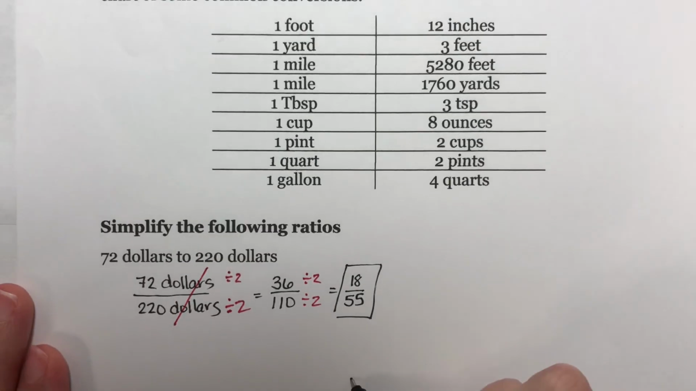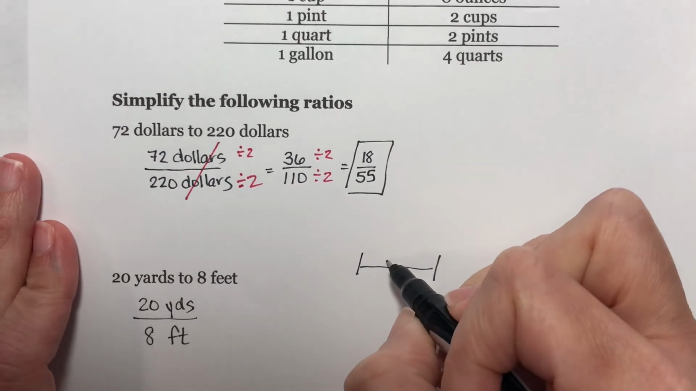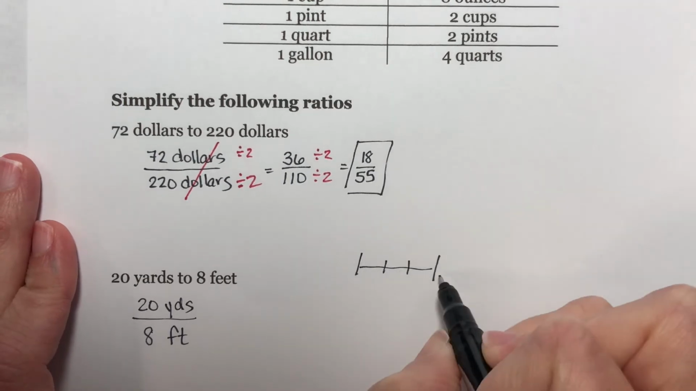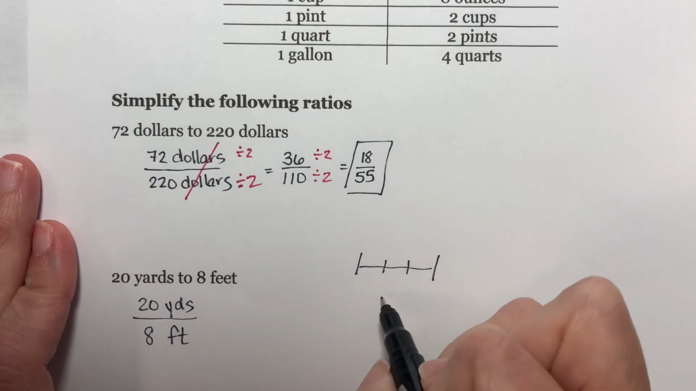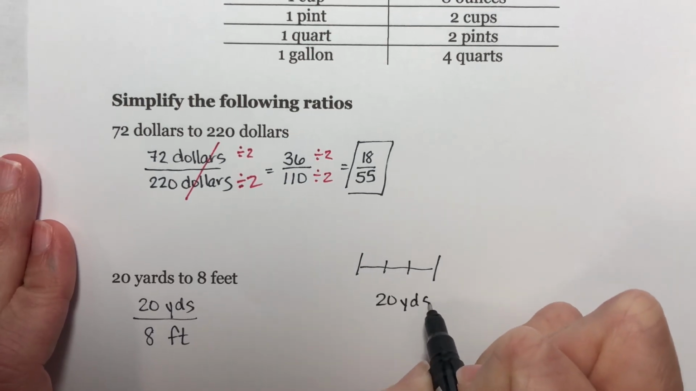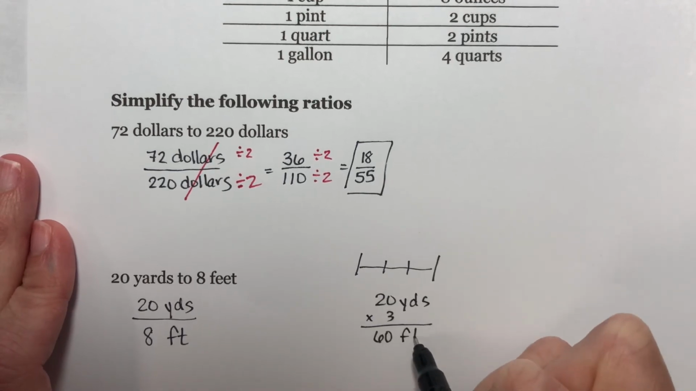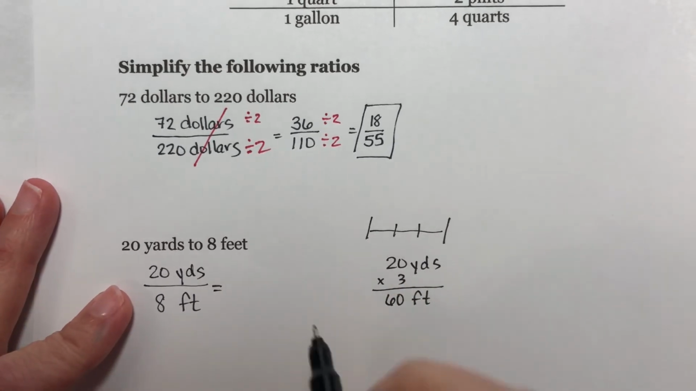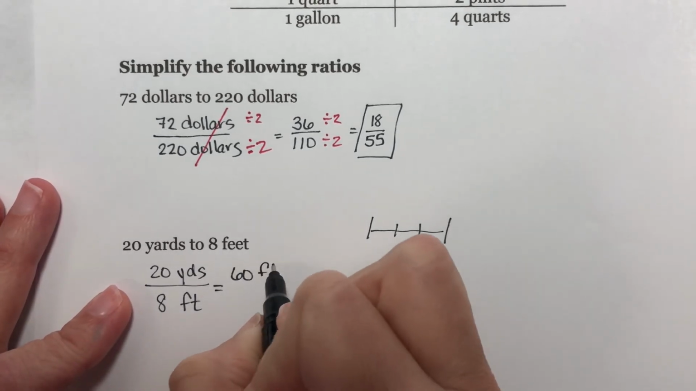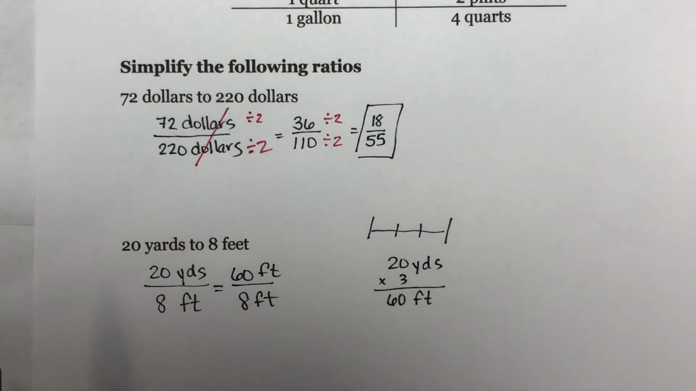Well, if I have a yard, say that's a yard, it's broken up into 3 feet. That means for every yard, I'll multiply it by 3 to find out how many feet I have, right? So 20 yards times 3 is 60 feet, because there are 3 feet in a yard. So this is now, make that conversion, 60 feet over 8 feet. Now my units match, and I can cancel those out.